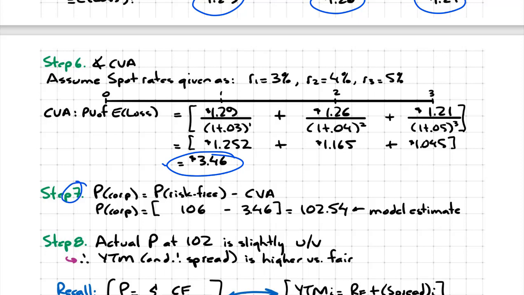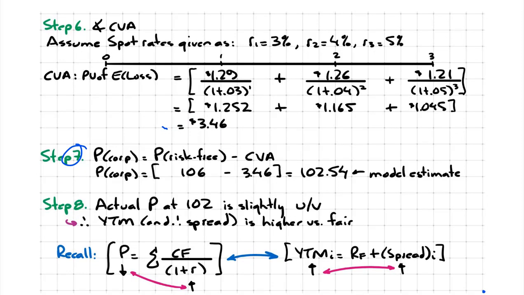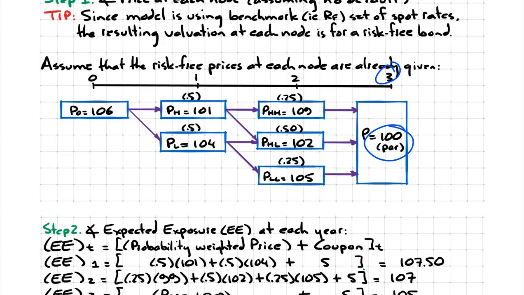Therefore, step 7, to calculate the price of the corporate bond, we look at the price of the risk-free bond, and then we subtract the allowance for credit risk. As we've calculated previously, I just wanted to bring you back to the original data. I wanted you to see where that 106 came from. This was the risk-free price, which we assumed was given to us. So that's where it's coming from.